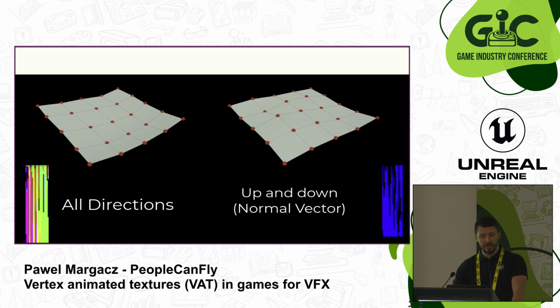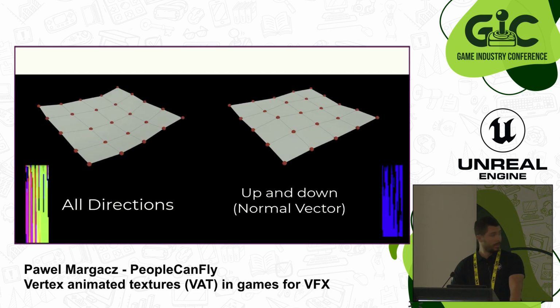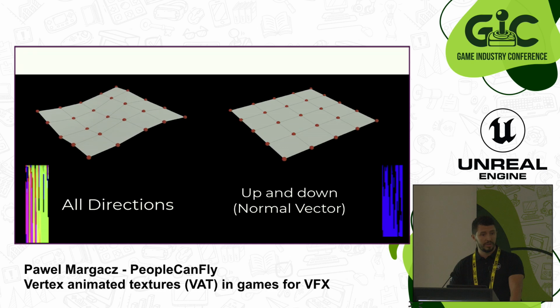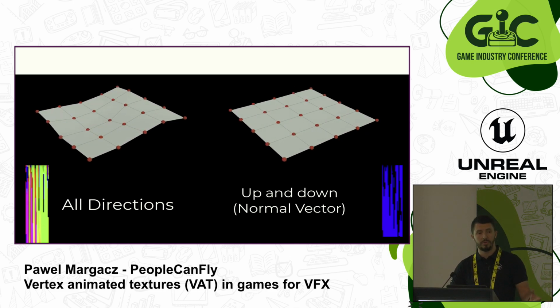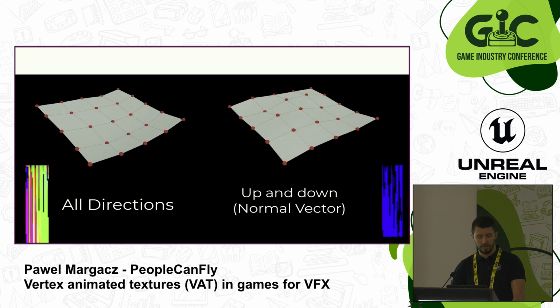So usually, if you want to animate it on bones and skeletal meshes, you're probably going to have this on the CPU. However, with the VAT method, you can unload from your CPU and put it in the GPU instead.